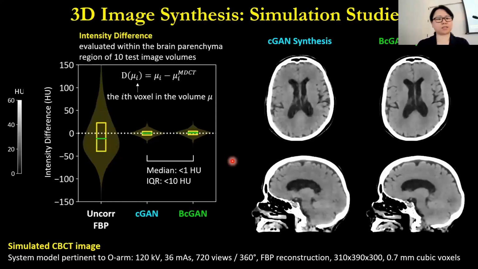This plot summarizes the intensity difference between uncorrected FDK and the ground truth, as well as the intensity difference between the synthesis image and the ground truth in 10 test image volumes. And we see that the uncorrected FDK has intensity difference ranging from negative 100 to 100 Hounsfield units. And this is the input to the network. And both BCGAN and CGAN were able to reduce this difference to have a median less than 1 Hounsfield unit and an interquartile range less than 10.